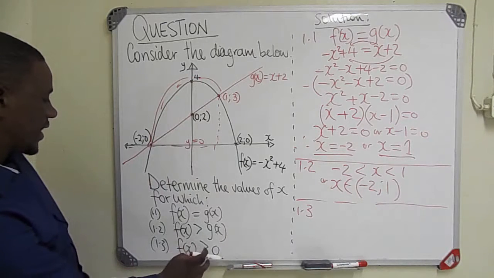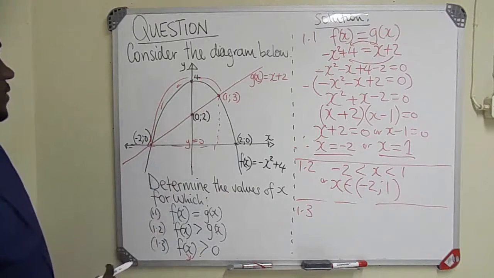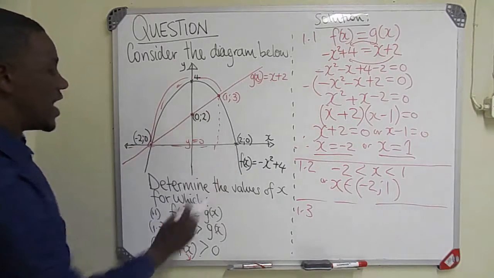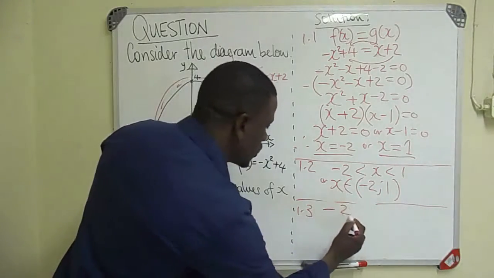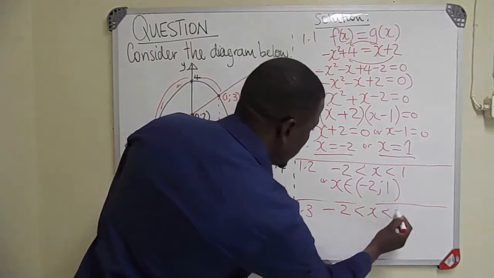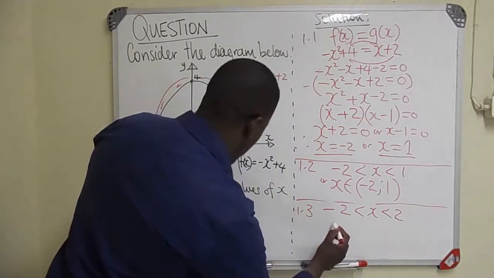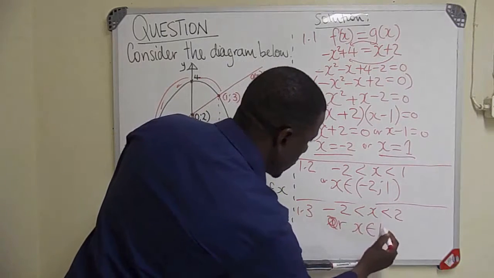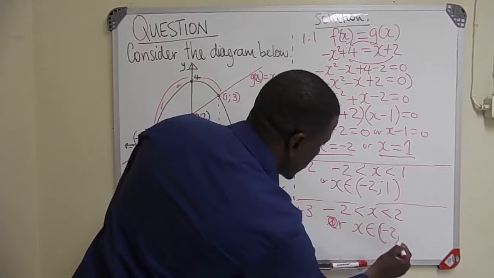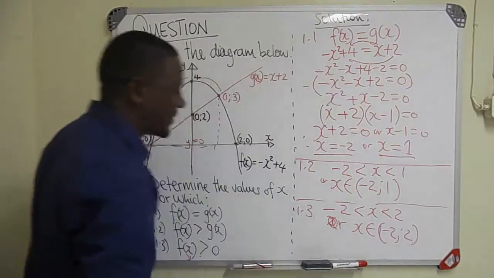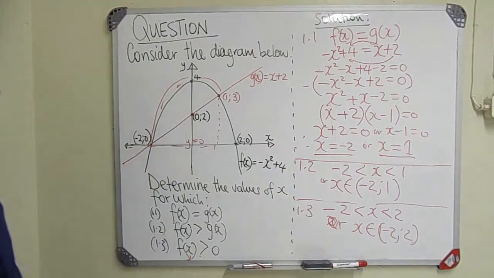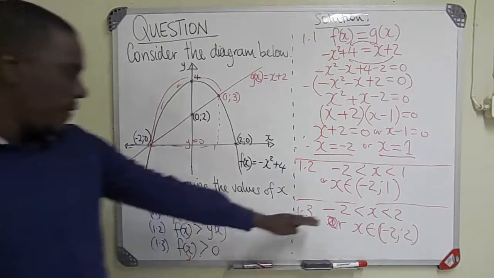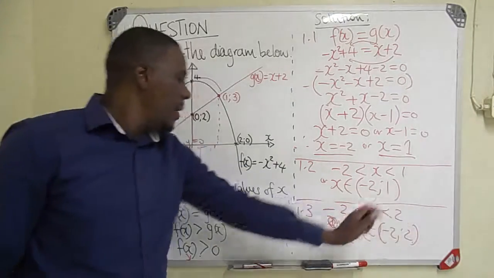So f of x greater than 0. We inspect there and see where it intersects with the x-axis. It is here and there. So it's from minus 2 less than x less than 2. Or x, an element of R, x an element of minus 2 and 2 curved brackets. So in other words, if we want to find the values of f of x that are greater than 0, we find them between minus 2 and positive 2.